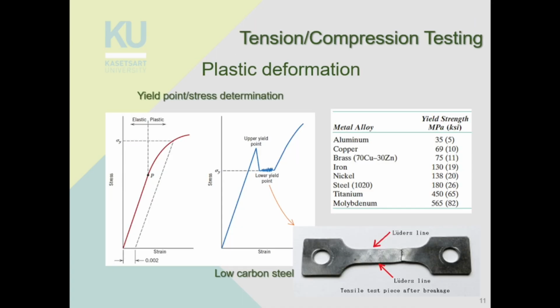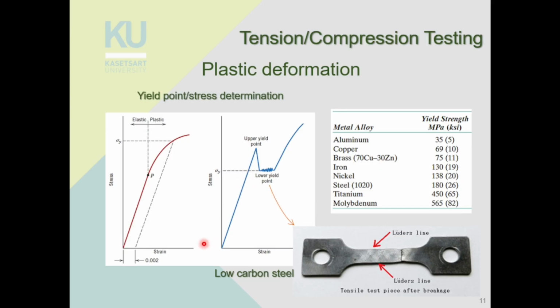Okay, so the next thing that we're going to go into a little bit more detail is yield strength or yield point of materials. Some materials have a clearly defined yield point, like the one on the right hand side here for low carbon steel. You have an upper yield point and a lower yield point, and we take the lower yield point as our yield strength of the material. So that's quite simple, and we have a list of yield strengths of different materials.